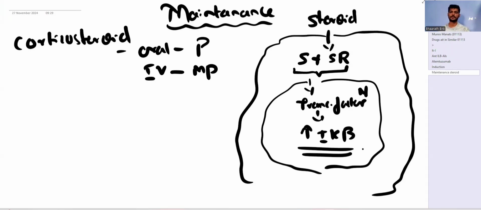So once you give a steroid, it will enter into the inflammatory cells. It binds to the steroid receptor. This steroid and steroid receptor complex enters into the nucleus, where it acts as a transcription factor, and it increases the transcription of a gene that encodes for I kappa beta, so that a protein called I kappa beta is produced. Now, what this I kappa beta does is, it will inhibit the nuclear factor kappa beta.